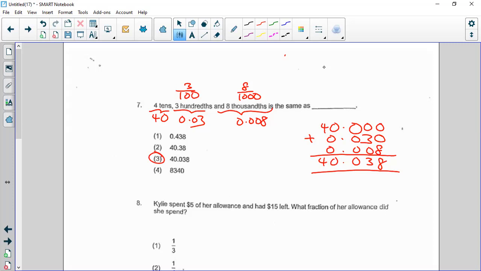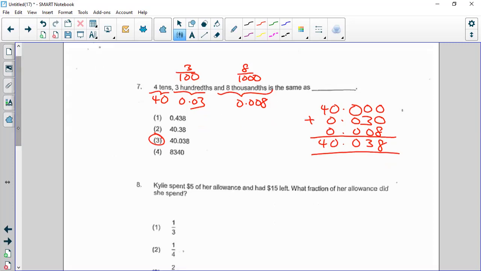Okay, question number 8. Kylie spent $5 of her allowance and had $15 left. So what fraction of her allowance did she spend? So how do you write your fraction? Now the denominator is the allowance, which is $5 plus $15. So the allowance is $20, right? Okay, and then what's the numerator? The numerator is how much she spent, which is $5.